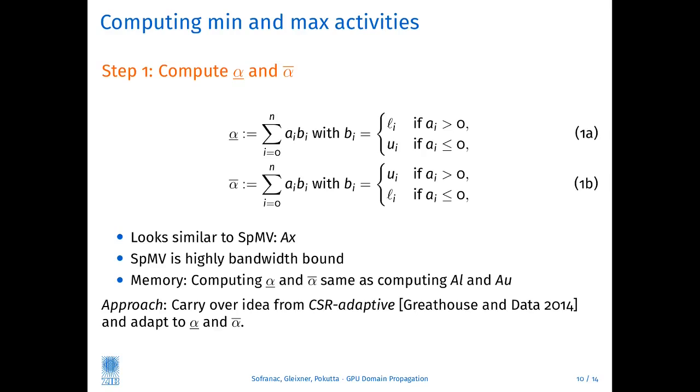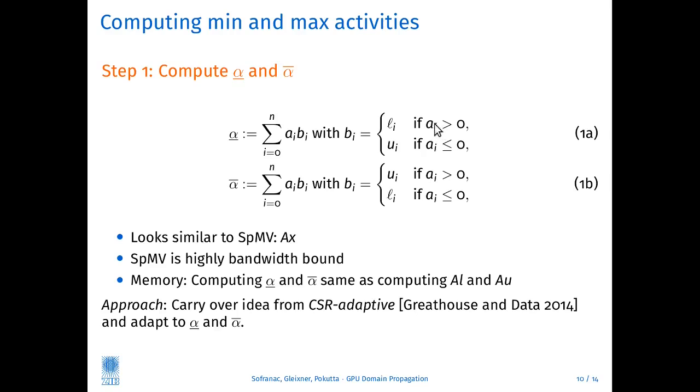Our observation is based on the fact that doing SPMVs on the GPUs is highly bandwidth bound, meaning that memory access patterns will play a crucial role in the implementation. If you look at the formulas, you can see that the arithmetic operations to do a matrix vector product and to compute the activities differ. However, let's look closer at needed memory.